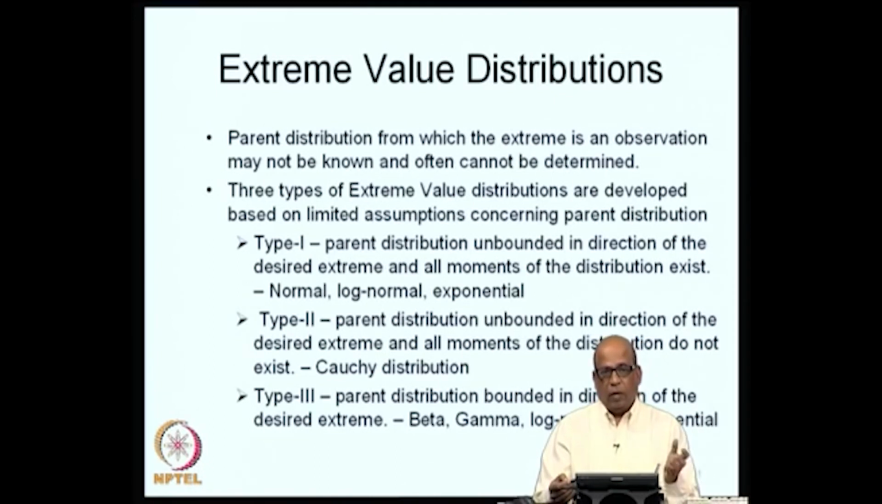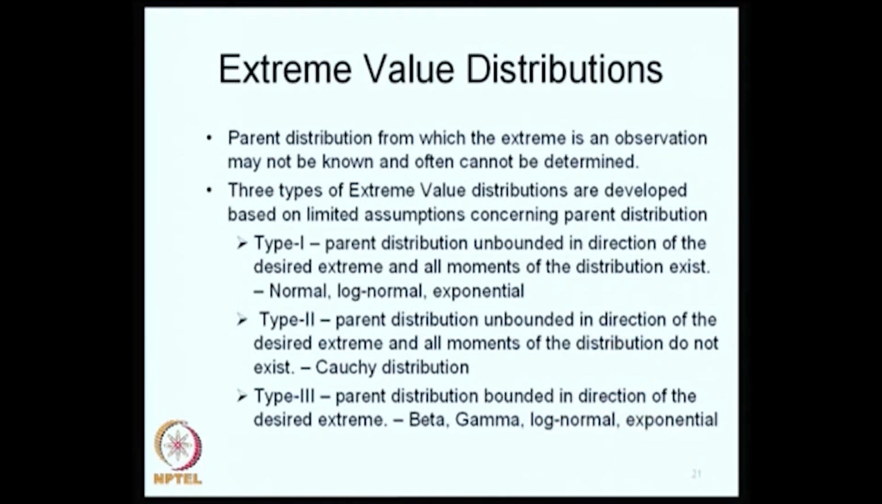So, you would have collected such rainfalls over, let us say, the last 50 years or some such thing, but you do not know from which population, or you do not know the distribution from which these extreme values have been drawn, but you have the extreme values. In such situations, how do we obtain the distributions of the extreme values?